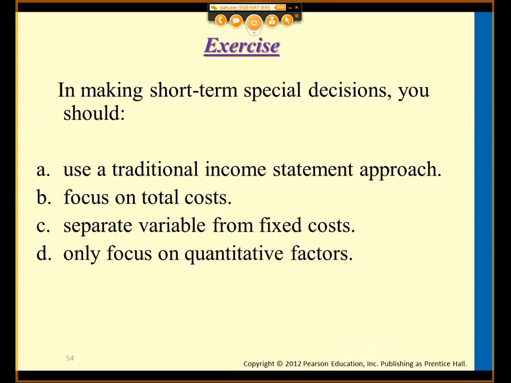Okay, these are some interesting exercises, so maybe we need to pay attention to them. In making short-term special decisions, you should use the traditional income statement approach, focus on total cost, separate variable from fixed cost, or only focus on quantity factors. Who is thinking it's an A? Raise your hand. B? C? D? Yay! Okay.